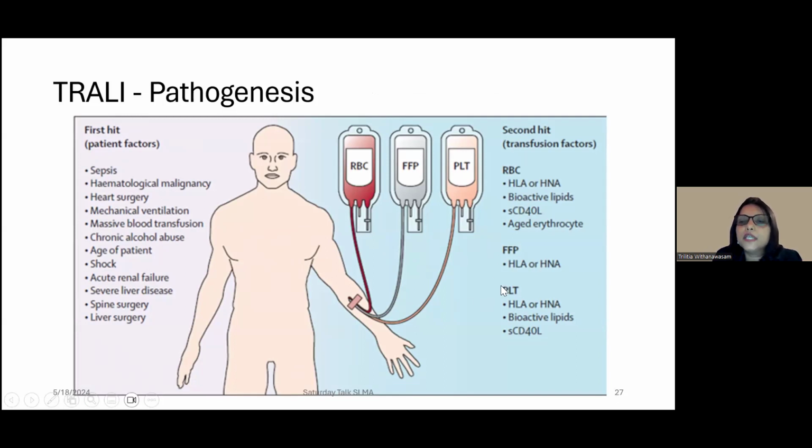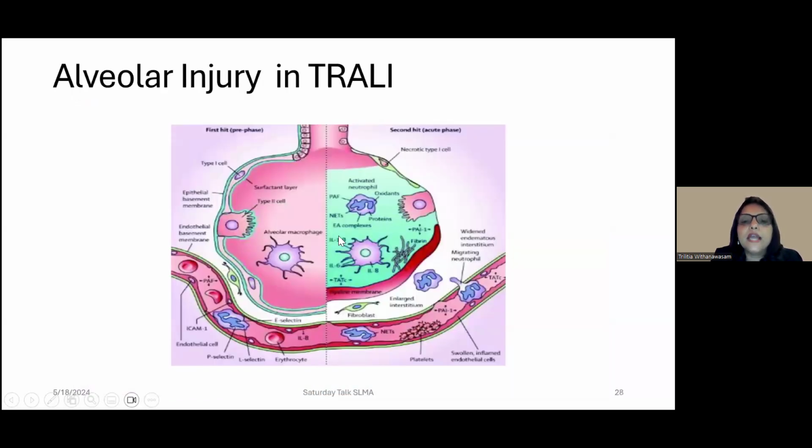On top of that, if we give a lot of plasma-containing products, especially platelets and FFP, which critically ill patients normally receive, the second hit would occur. We introduce HLA and HNA antibodies from donors having antibodies in FFP and platelets, and these bioactive lipids. There are so many active things happening in stored blood, as I mentioned earlier. So this patient is already at very high risk, and where we introduce these materials, they ultimately end up with alveolar injury.